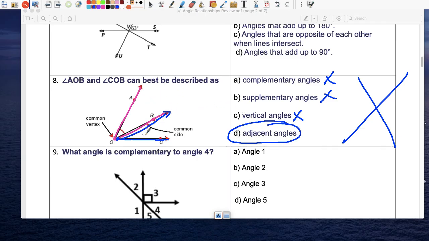But why are they adjacent? Because they share, and I'll highlight in green, this line. This line is common to both angles, and guess what? The vertex is also common to both angles. So therefore, they are adjacent.